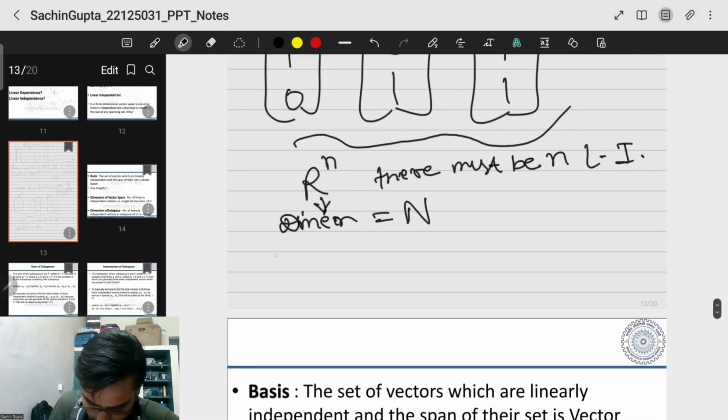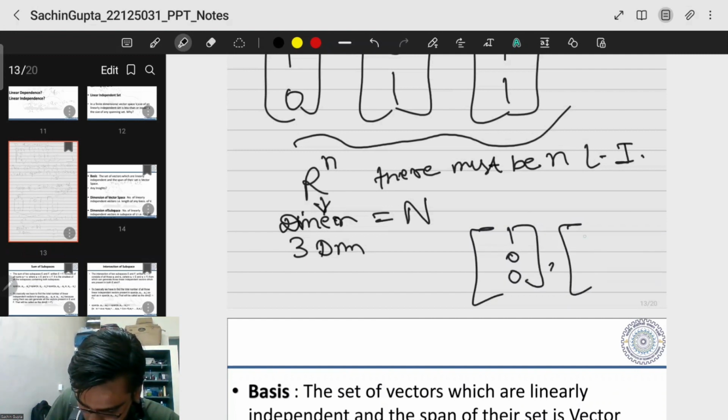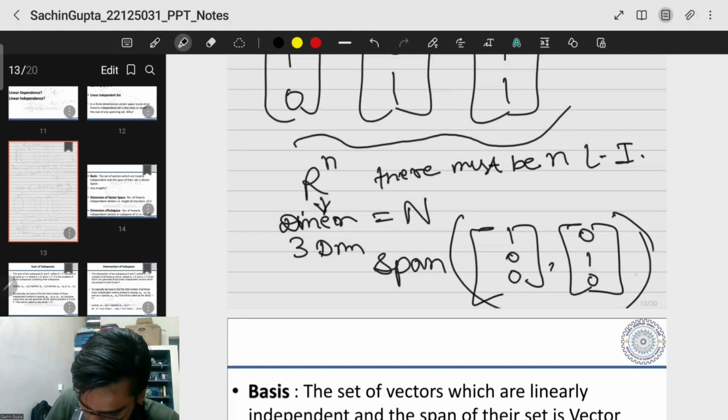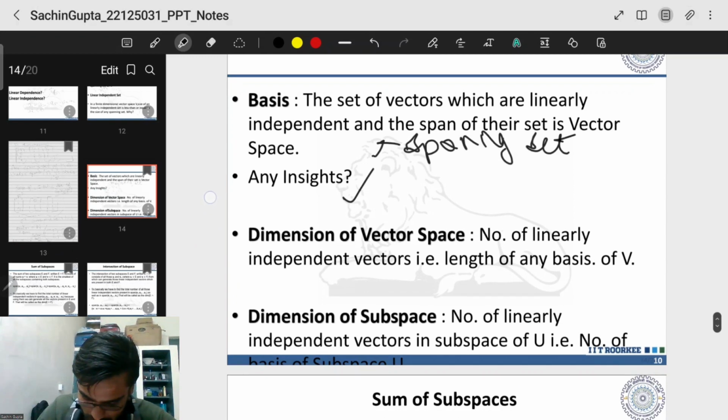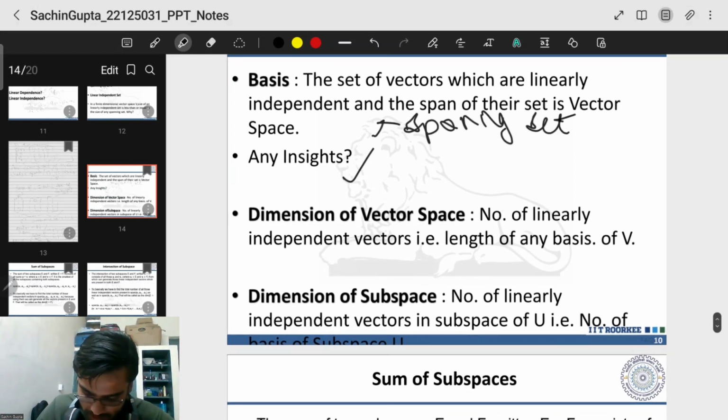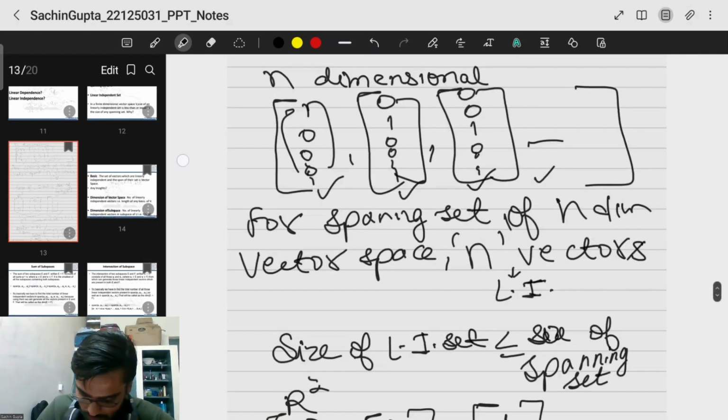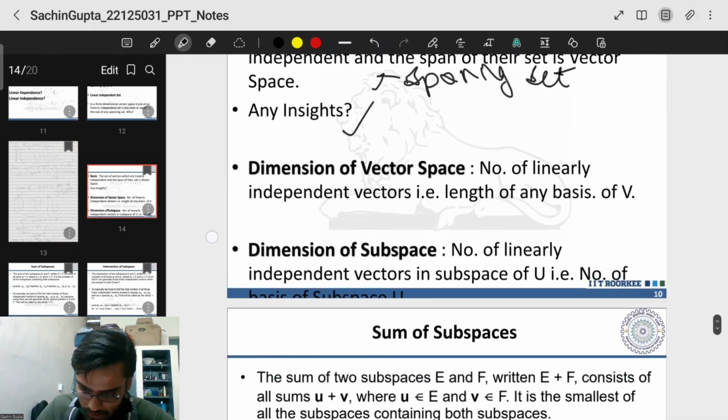Suppose I have a 3-dimensional vector space, but the vectors given to me are 1 0 0 and 0 1 0. So the space will be the span of these two vectors only. The number of linearly independent vectors in it is equal to 2. So the dimension of a subspace is equal to the number of linearly independent vectors present in the subspace. Here two vectors are present, so its dimension will be 2.